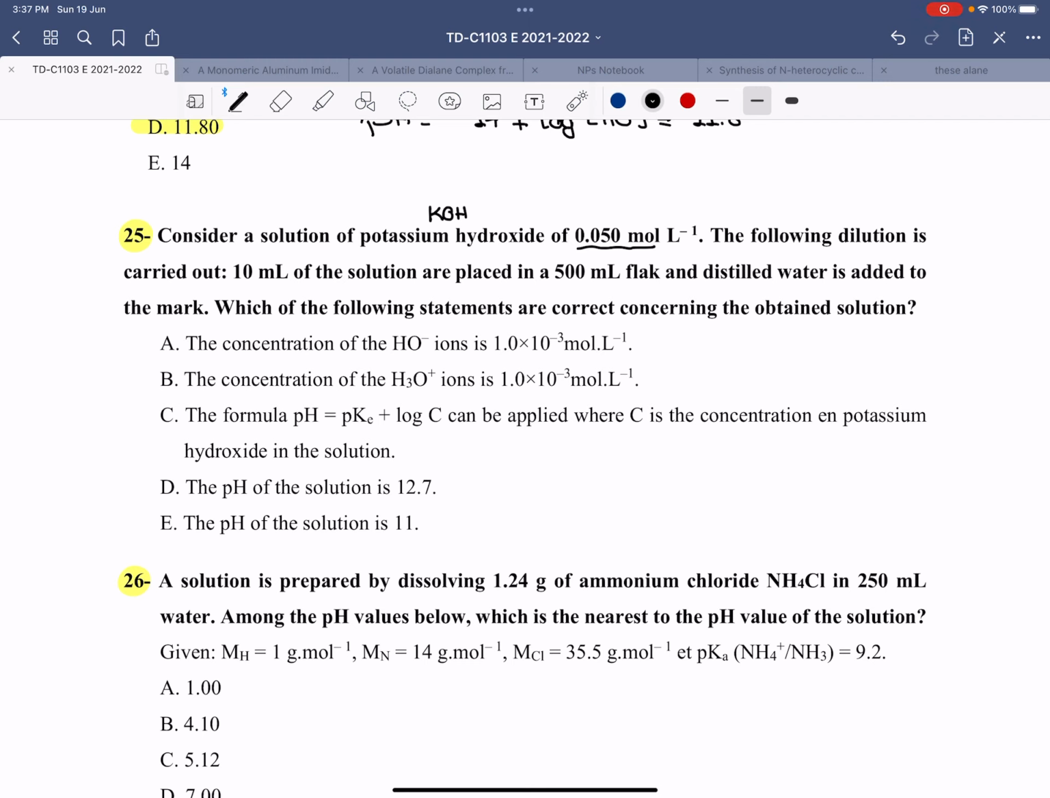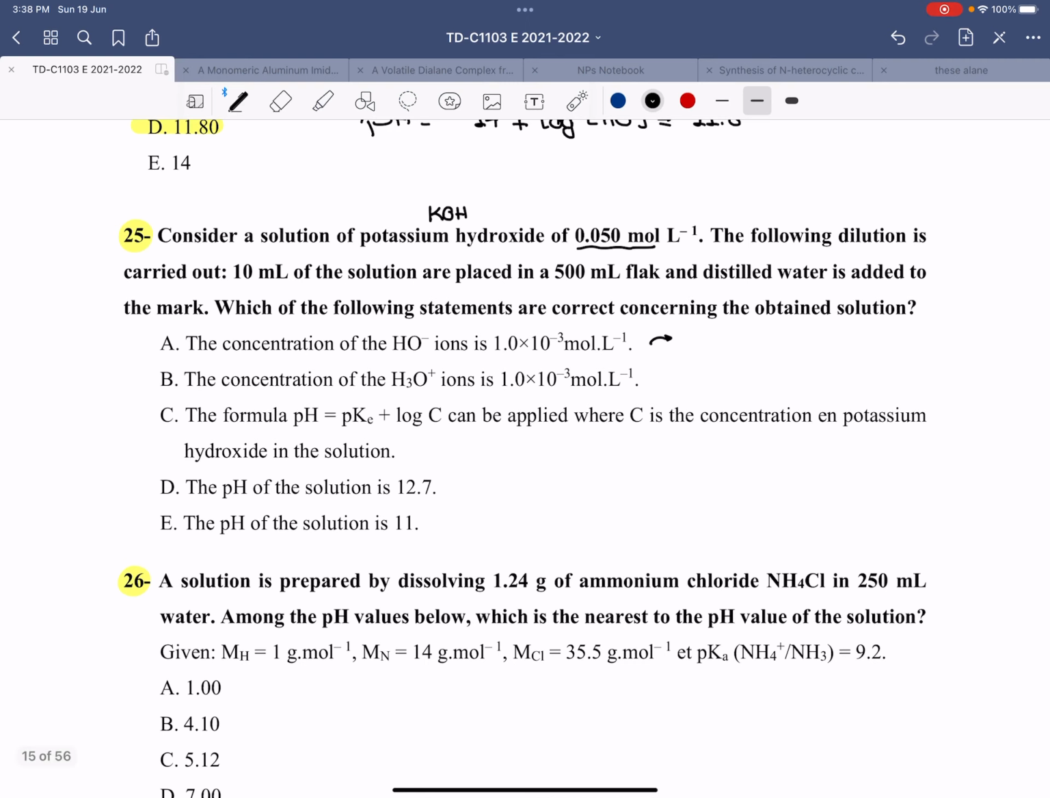The following dilution is carried out. 10 milliliters of the solution is placed in a 500 milliliter flask and distilled water is added. That means you dilute from 10 to 500 ml. Which of the following statements are correct concerning the obtained solution? Okay, what is the new concentration?